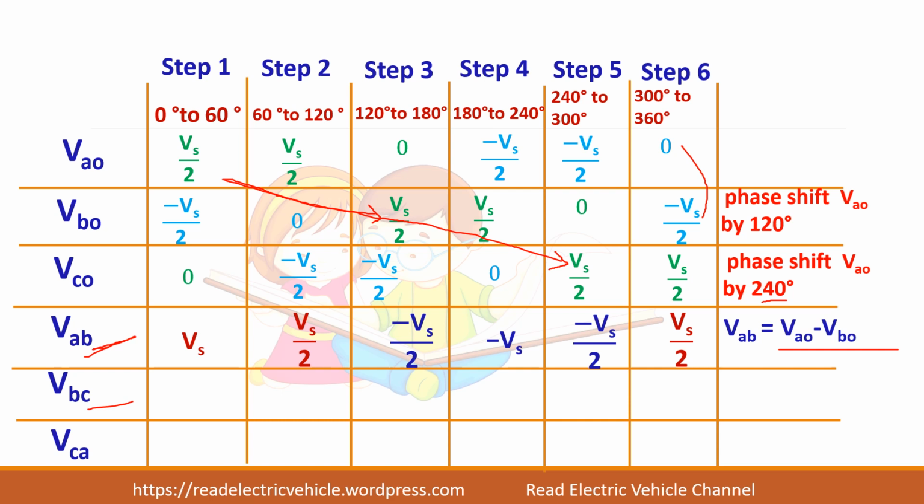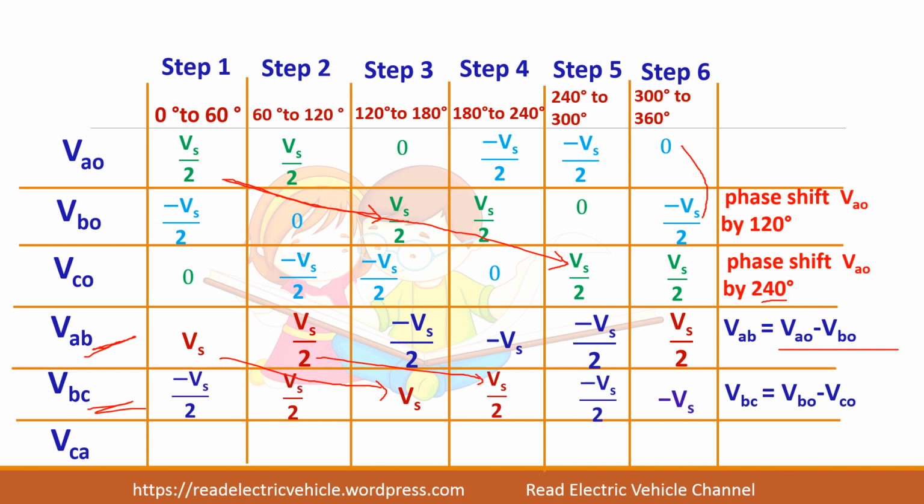Now how to find VBC? Again phase shift by 120 degree. So this one comes here, this one comes here. So phase shift it. Again for VCA, phase shift by 240 degree. Okay. So if you are not clear with this one, you can refer to 180 degree mode where I have clearly explained how to fill up the table.